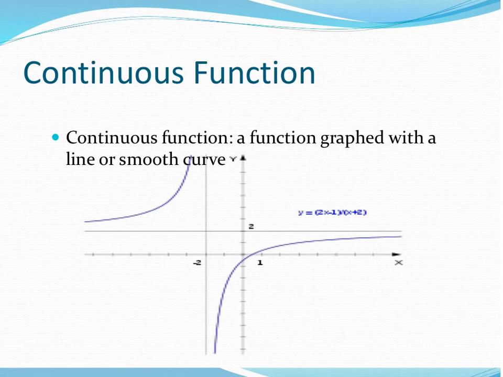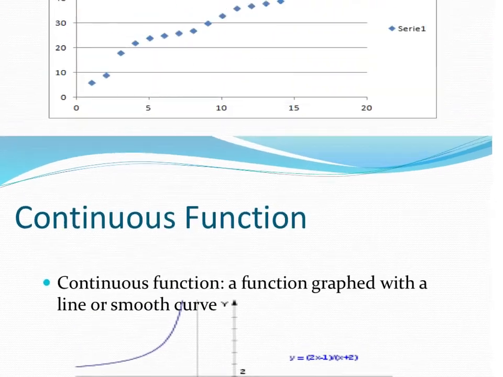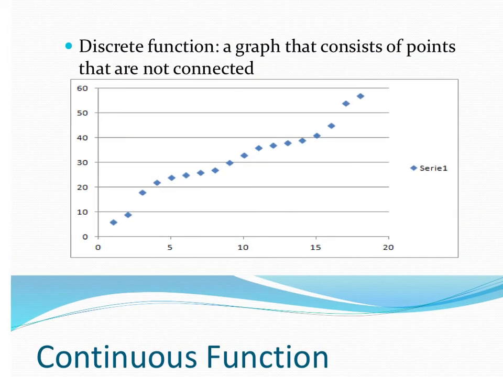The main function that we are going to be focusing on is the continuous function. A continuous function is when you have a line or a smooth curve. It's when the points are connected. Now, there are several different types of continuous function, and this is where algebra starts to pick up. Later on in the PowerPoint, we'll get into the different types of graphs and the different types of functions that can create those graphs. But for right now, just remember, continuous functions are connected, discrete functions are not connected.